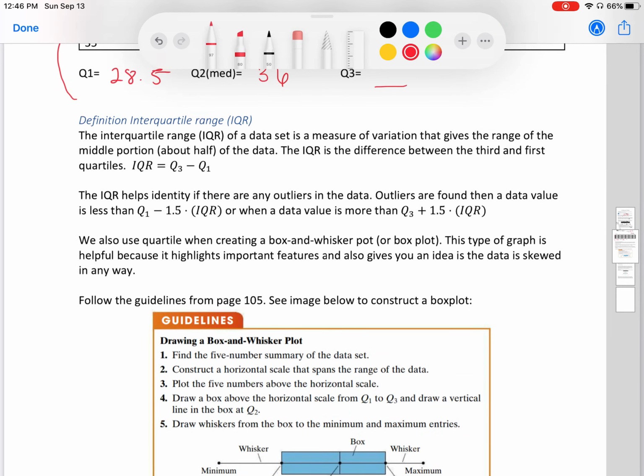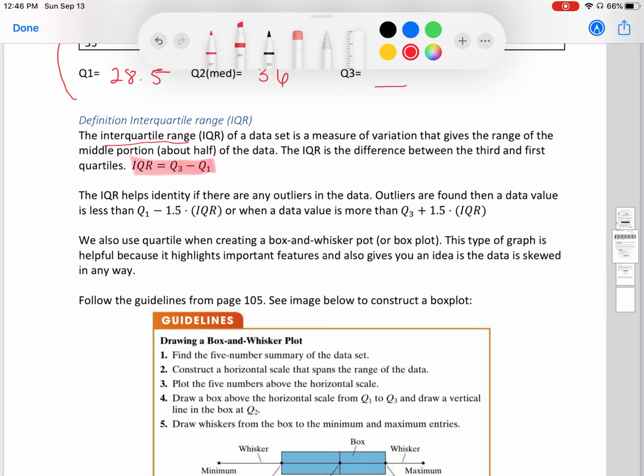We also have to deal with the interquartile range, IQR. The interquartile range of a data set is a measure of variation that gives the range of the middle portion, about half of the data. The IQR is the difference between the third and the first quartiles. So your IQR is Q3 minus Q1. Make sure you highlight that so you remember and can find it easily.